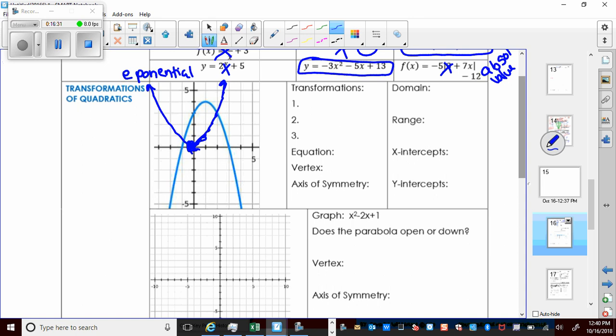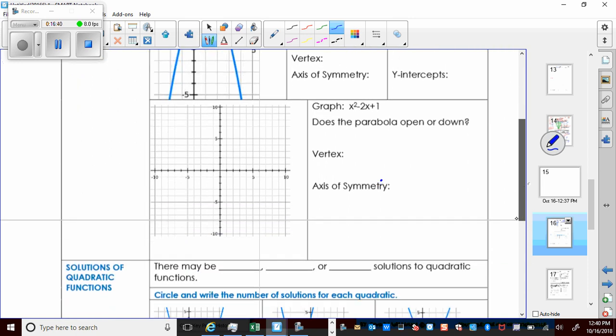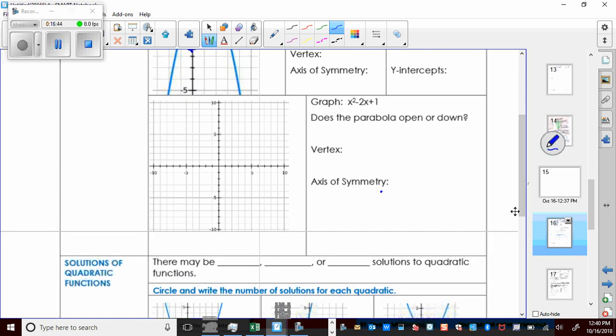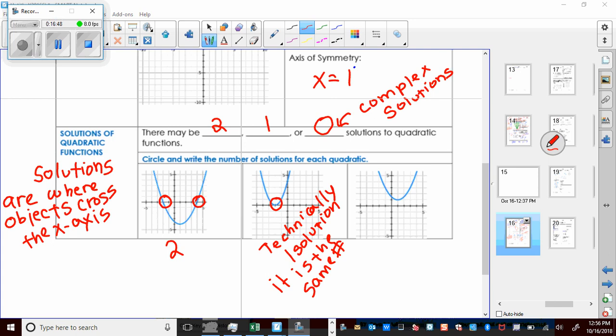So go ahead, do the transformations, get the domain and range. Down below, graph this equation, answer the question, does this parabola open up or down? Get the vertex, get the axes of symmetry. Okay? Go ahead. Take about 3 minutes.